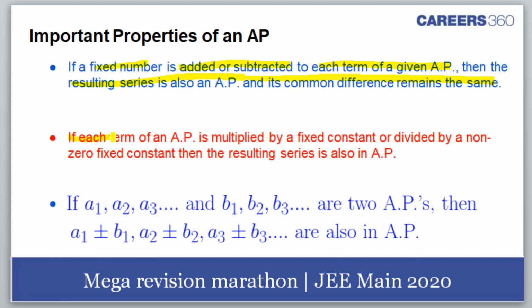Then, if each term of an AP is multiplied by a fixed constant or divided by a non-zero, please realize non-zero, fixed constant, then the resulting series is also an AP and the common difference is respectively multiplied or divided by the constant by which we are multiplying or dividing. Okay. Then if a1, a2, a3 and b1, b2, b3 are two APs, then if we add or subtract the respective terms, the series is still an AP. Okay.